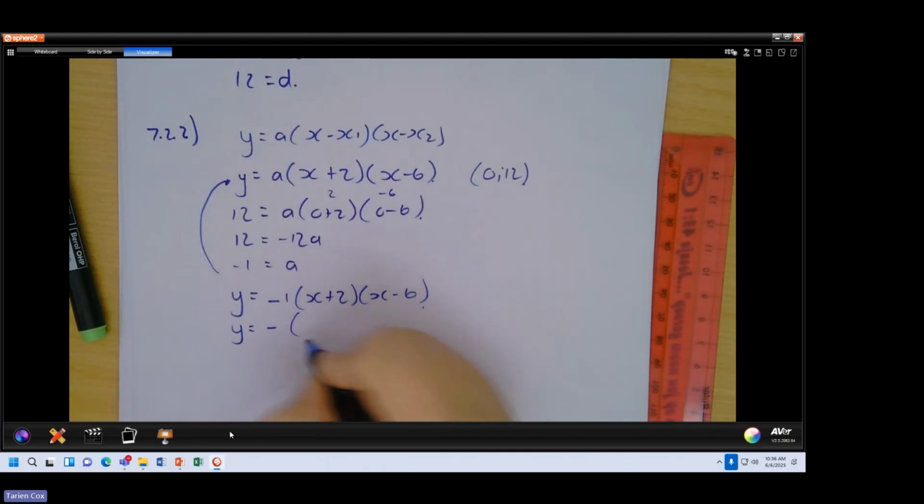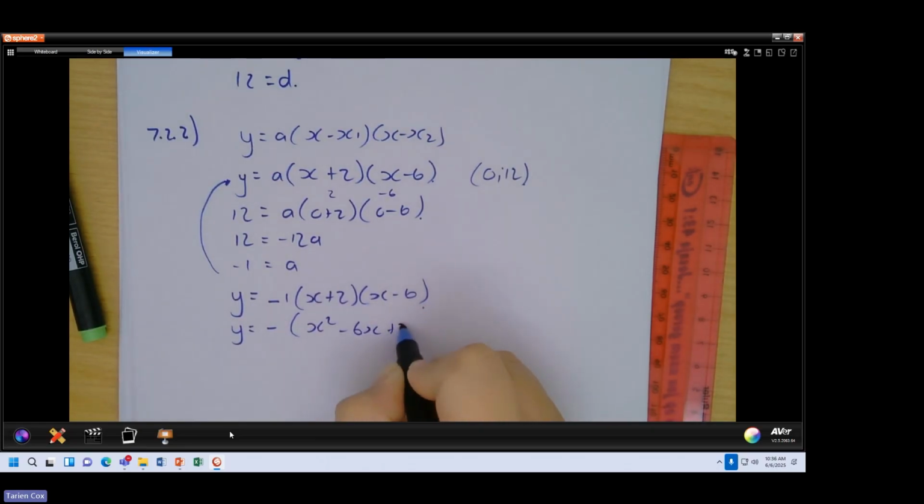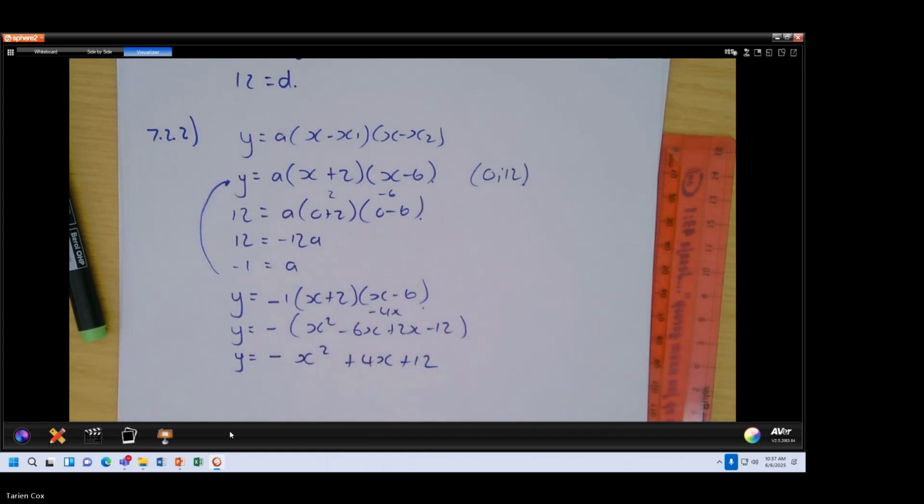And that we've done for quite a few years now. So it is x squared minus 6x plus 2x minus 12. And then we still need to multiply by the negative. This gives me -4x. So now when I multiply, it will be -x squared plus 4x plus 12.